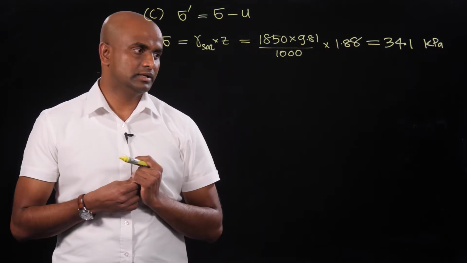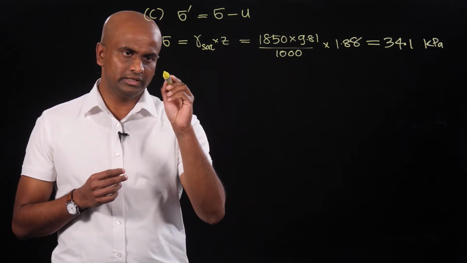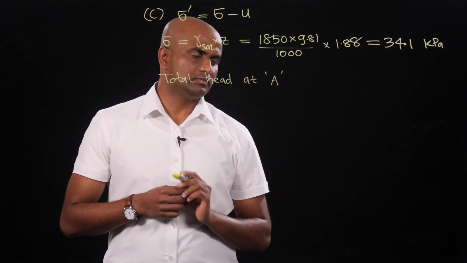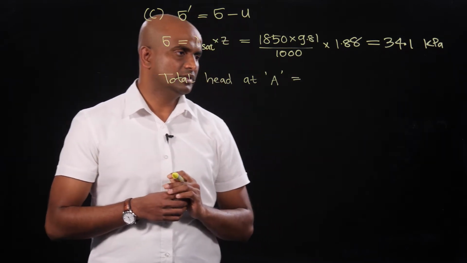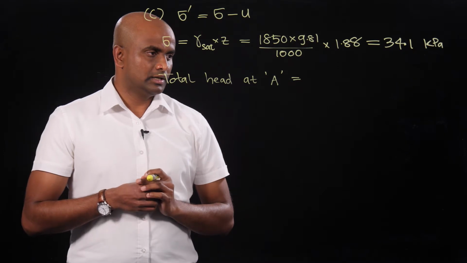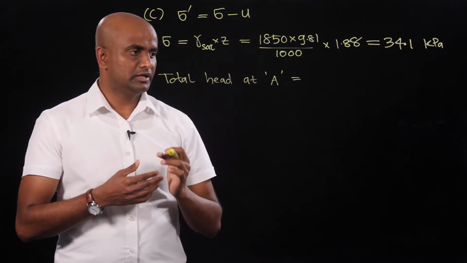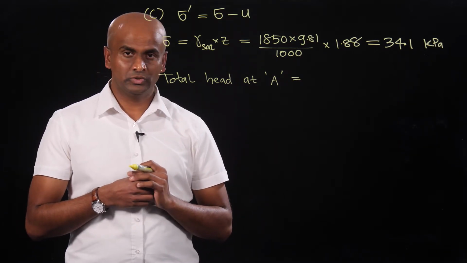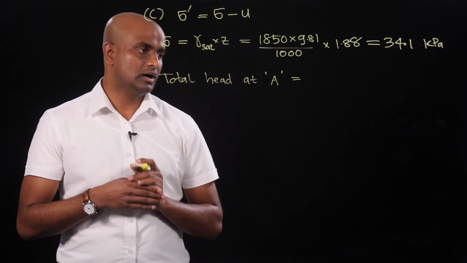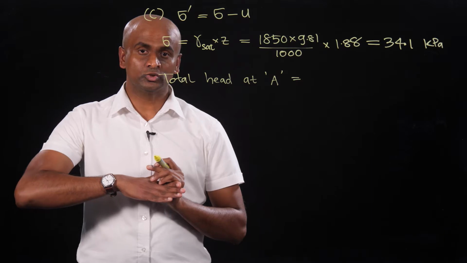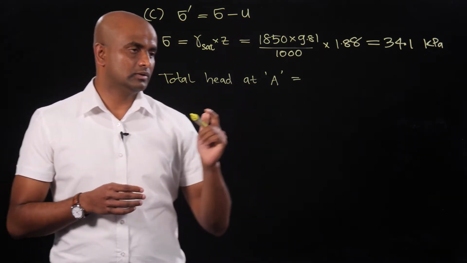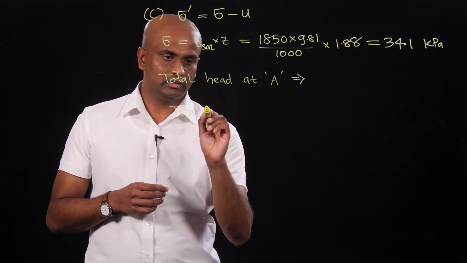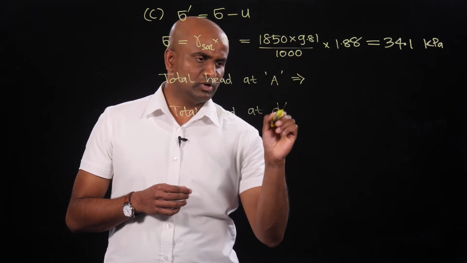So first, what we could calculate is the total head at point A. To calculate the total head at A, we know that the total head at the downstream boundary we can calculate, and then from that we can determine the total head at point A. So for that we need to define a datum again. I will take the horizontal level that goes through point A as the datum. To calculate the total head at point A, first we need the total head at the downstream boundary.